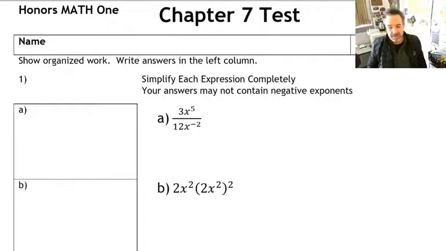Good afternoon. It's Tuesday, beautiful day outside, sunny, and we're going to go through the solutions to the Chapter 7 test. So, first question, we were asked to simplify three expressions. It says simplify each expression completely. Your answers may not contain negative exponents.